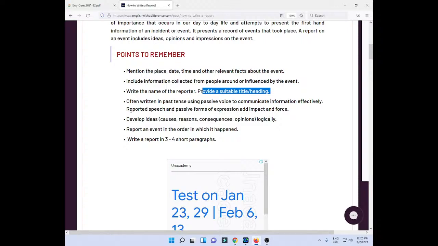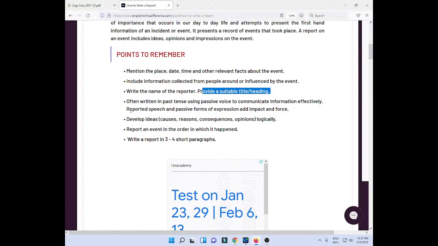Providing a suitable title or heading as well. So first of all, when it comes to report writing, you need to give a suitable title or heading. After you have given a suitable title or heading, what you need to do is to write the name of the reporter just below the title or the heading.